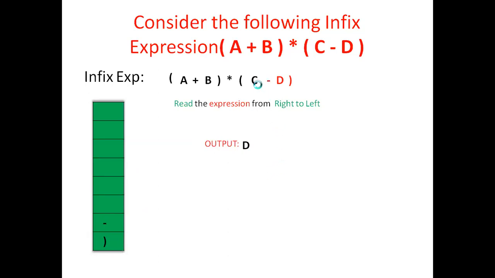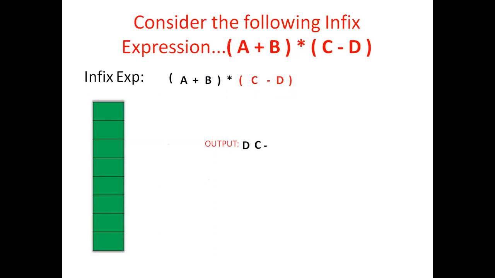Then our scanned symbol is the alphabet C. Just print it to the output. Then the left brace: when a left brace is reached, pop the stack until the right brace is reached. What operators are available between the left and right brace? Only minus is there. So pop the minus from the stack and print it to the output. Then pop the right brace and delete it.